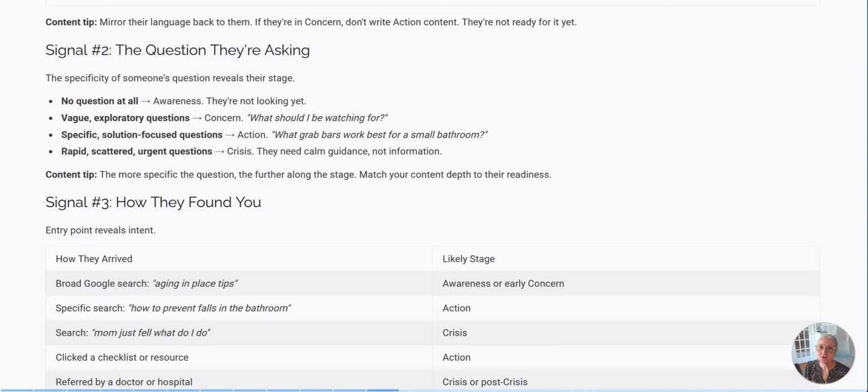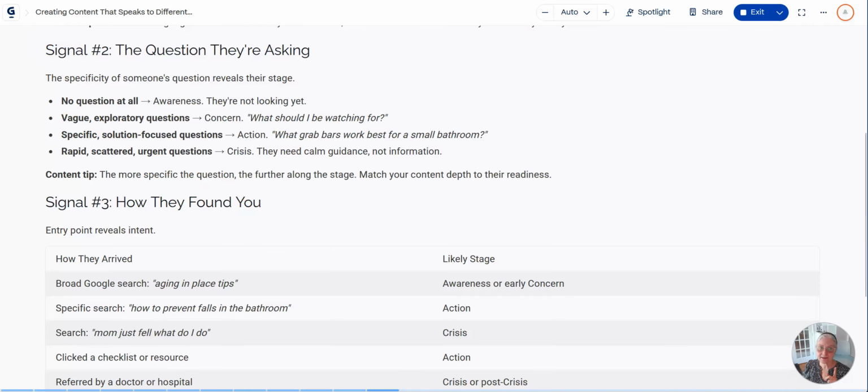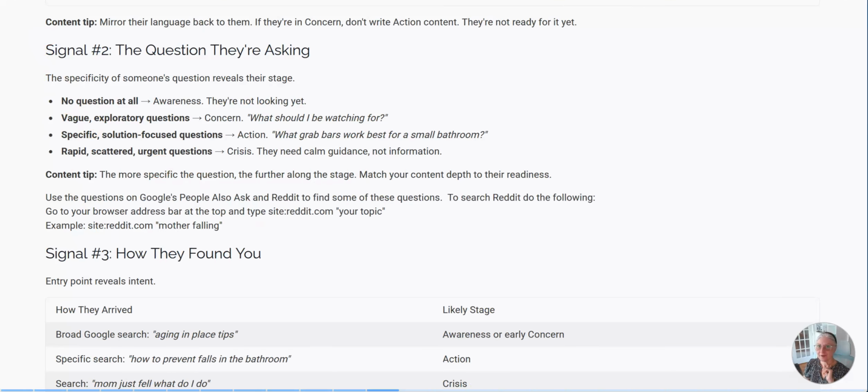In signal 2, you want to listen to the question that they're asking. And this is a good place to go to reddit.com. And there, actually, you know what? Let me fix this. Hold on a second. Okay. I wanted to put in a little bit about Reddit and Google's People also ask, because those are places that you can look for kinds of questions.